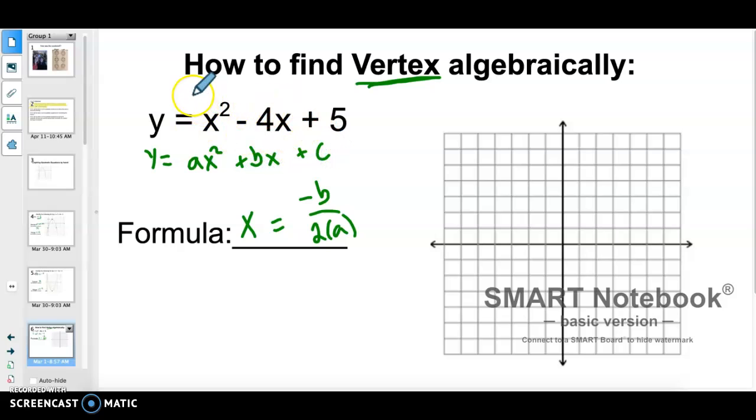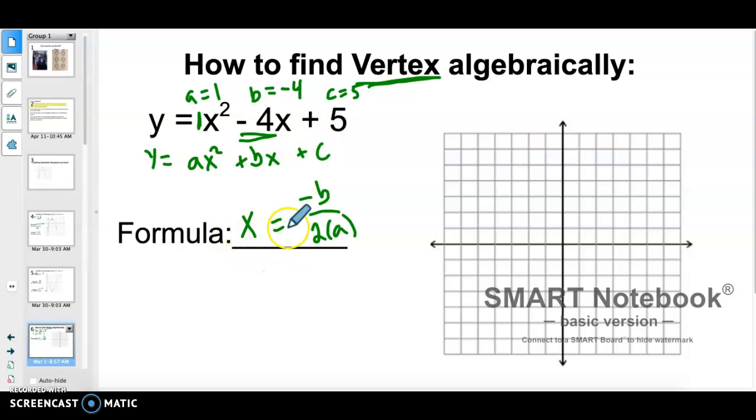So in this formula, your a is going to be 1, because that's the invisible number in front of the x squared. Your b is what's attached to the x. So your b is going to include this sign. So if it's a minus sign, it'll be -4. If it had been a plus, it would have been a +4. And your c is 5.